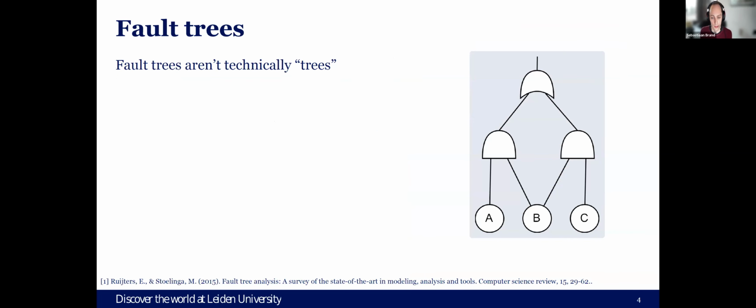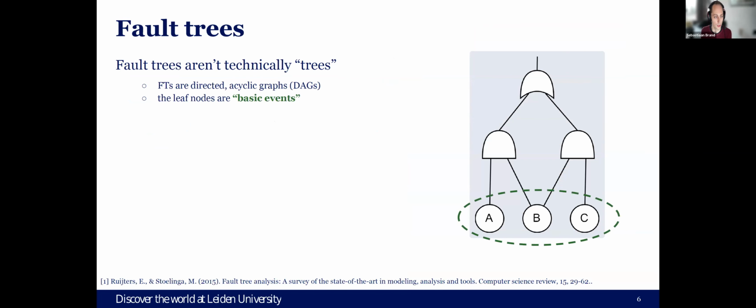Starting with a definition of fault trees, they're technically not trees. They're directed acyclic graphs. The difference with trees is that in trees, nodes cannot have common ancestors, and in DAGs they can. At the bottom of the fault tree, we have the leaf nodes, which are basic events. If you think about modeling risk in a system, these are small events or small system failures as part of the larger system. Then the internal nodes of the graph are Boolean logic gates, for example, AND and OR.